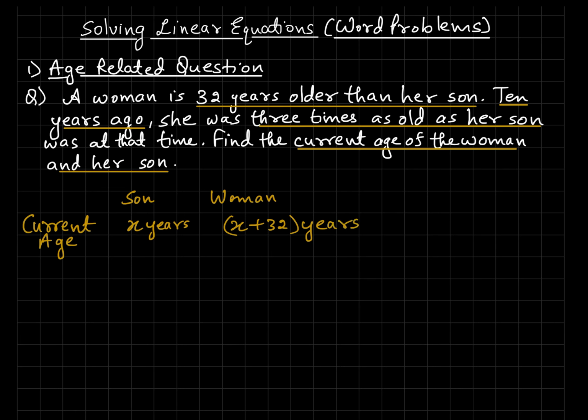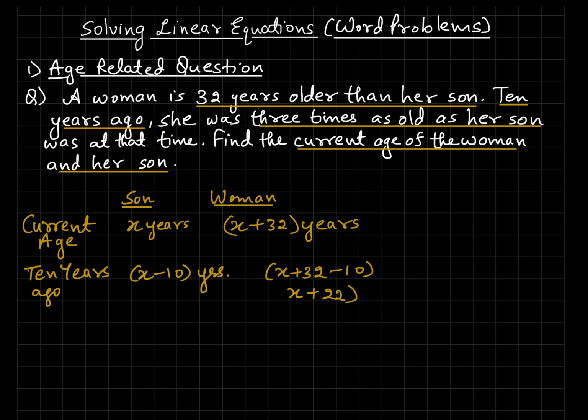Now they are saying 10 years ago, so let us write 10 years ago. What would be 10 years ago age of son? Currently he is x years, so 10 years ago he must have been x minus 10 years. And woman must be x plus 32 minus 10 years, which is x plus 22 years.